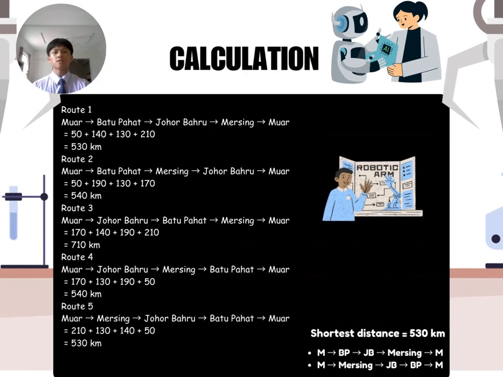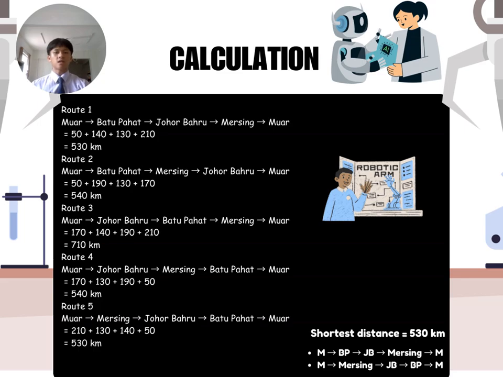For this part, after applying the algorithm, I calculated several possible routes and their total distances. For example, one route gives a total distance of 530 kilometers, while other routes result in 540 kilometers or even 710 kilometers. By comparing all the routes, I found that the shortest distance is 530 kilometers.